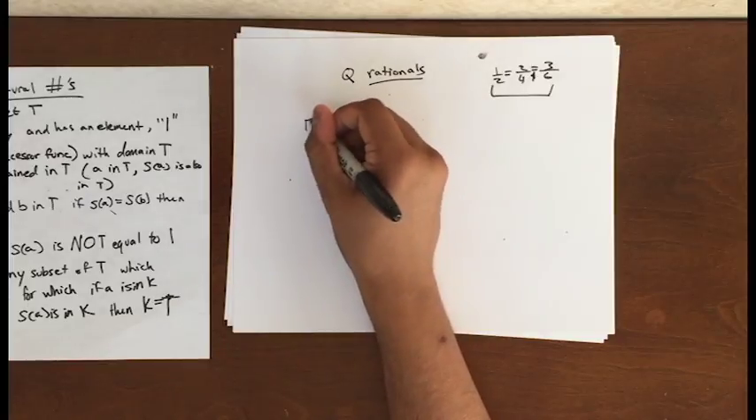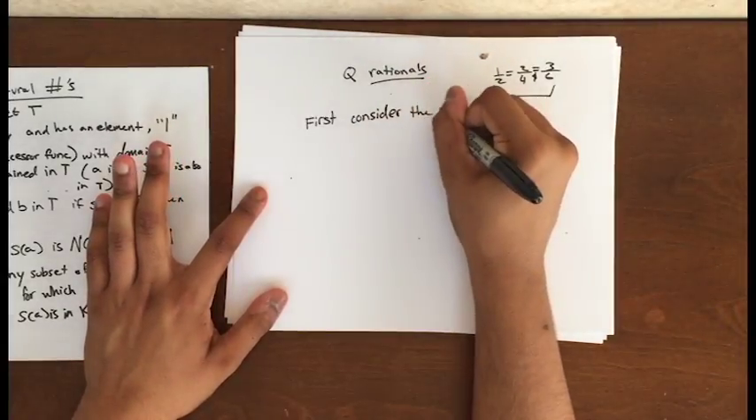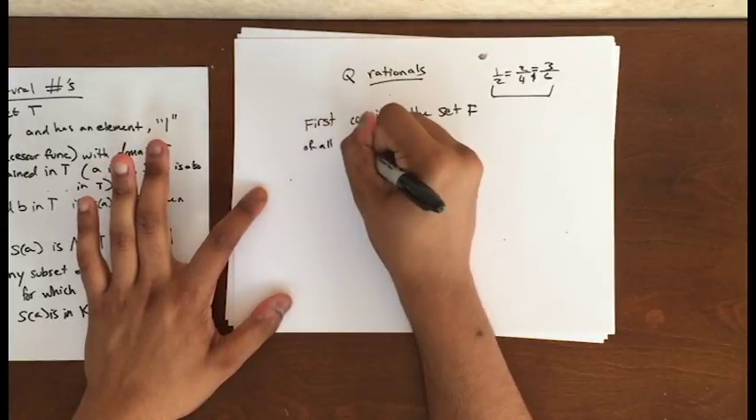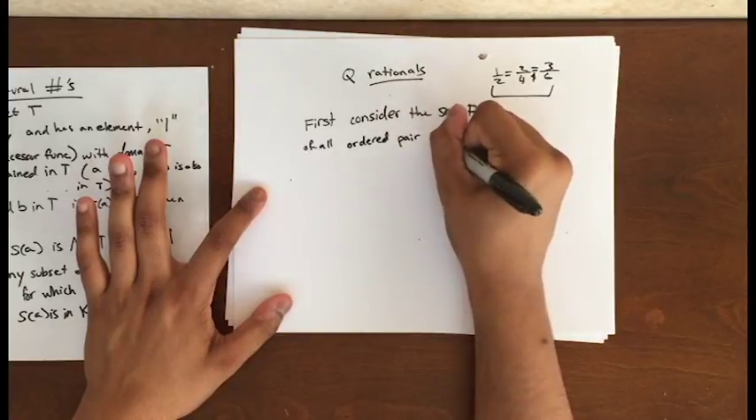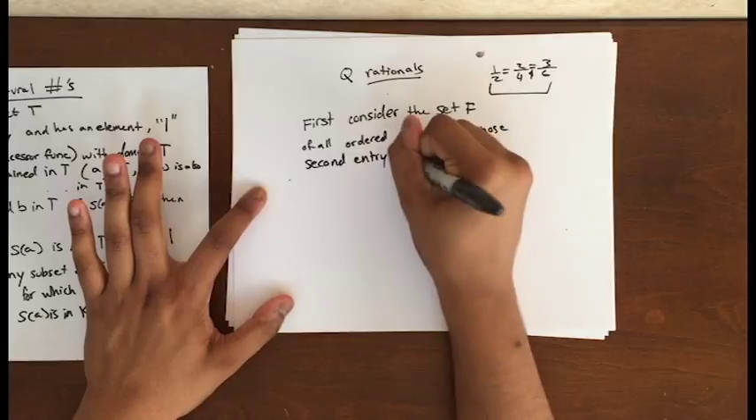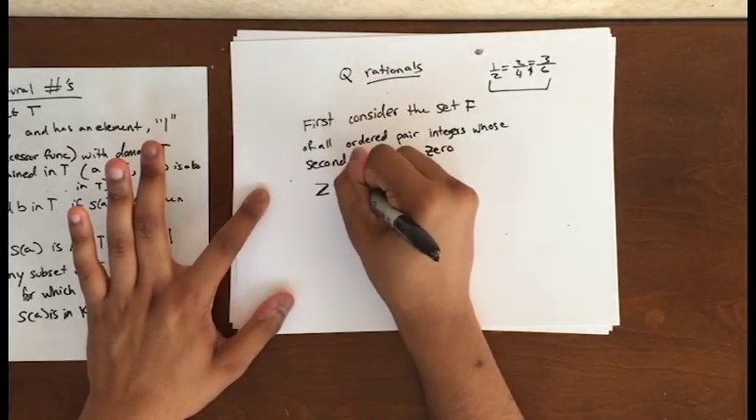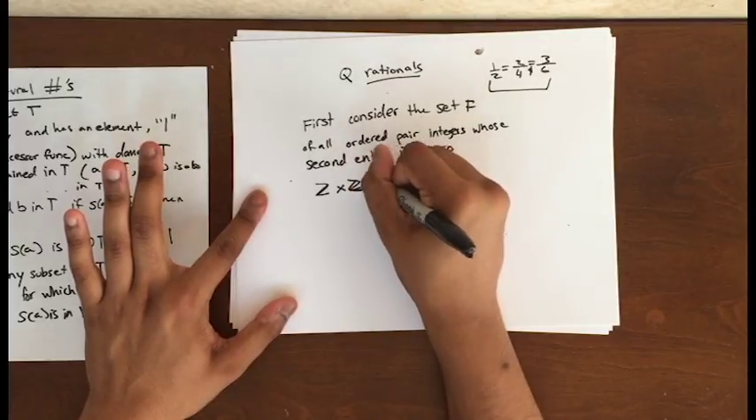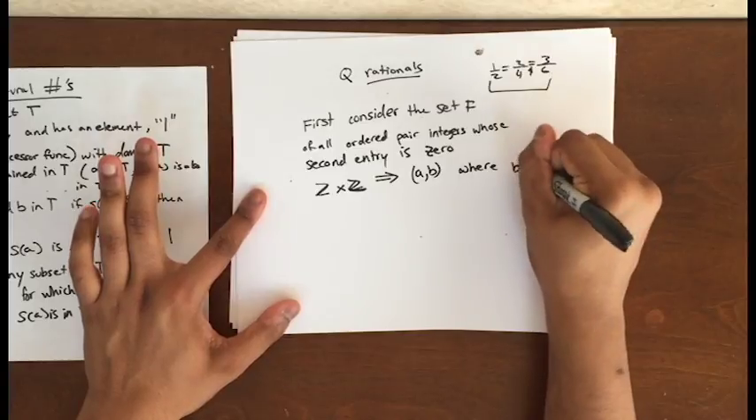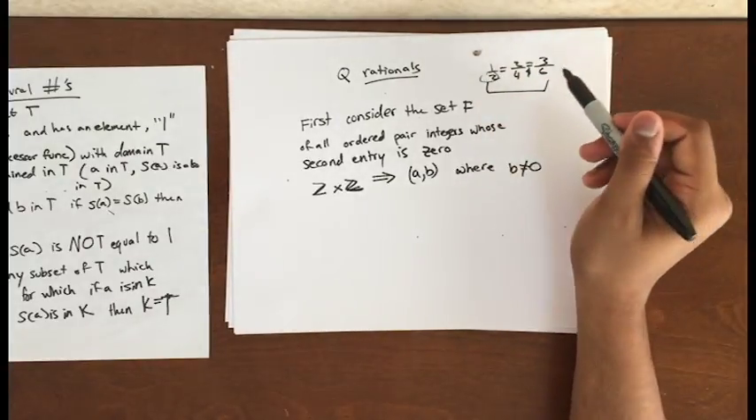So to begin, we define Q by first considering the set F of all ordered pairs of integers whose second entry is not 0. So we're talking about a product of Z and Z, our two integers, where we have (a, b), where b cannot equal 0. That's basically saying that, remember, when we're talking about rationals, you cannot divide by 0, it's just undefined.